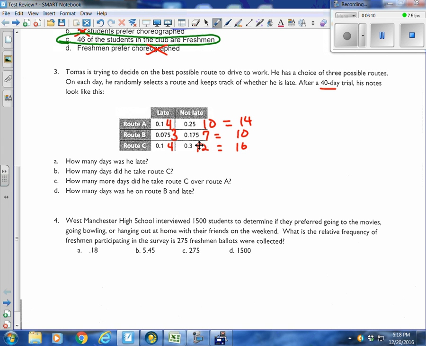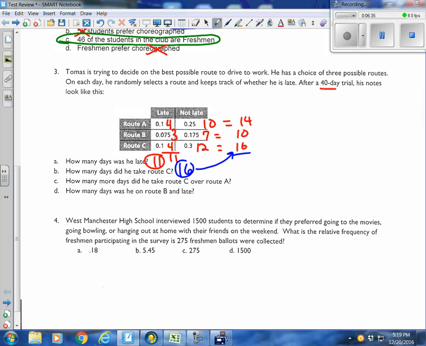All right. He was late 4 times on route A, 3 times on route B, and 4 times on route C. That's a total of 11 days. So 11 is the answer for the first question A. How many days did he take route C? I kind of tallied that a while ago. Looks like he took route C 16 times from that total right there.